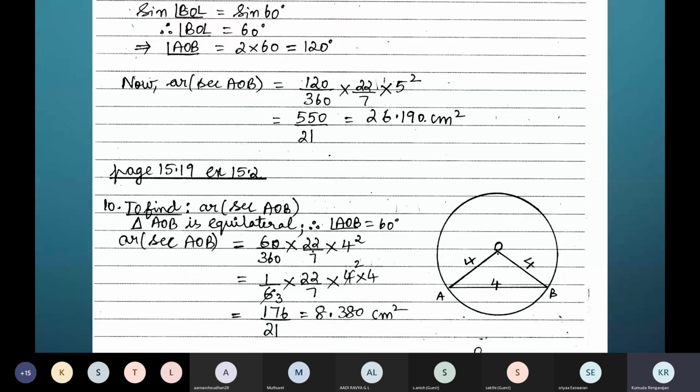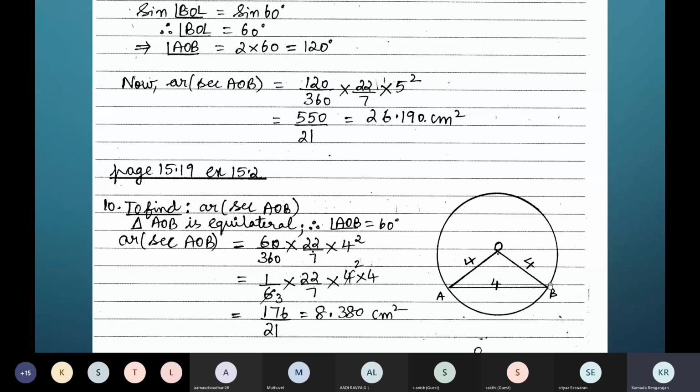Show you the next question. So the next question, we are given that the length of the chord is 4 centimeters and the radius is also 4. The radius is 4 and the length of the chord AB is 4, in which case AOB is an equilateral triangle and hence the sector angle is 60 degrees.